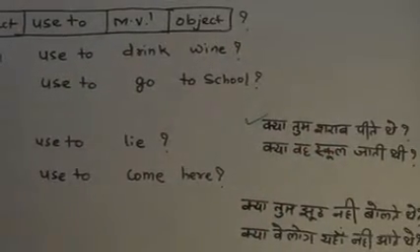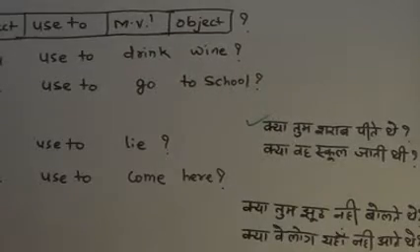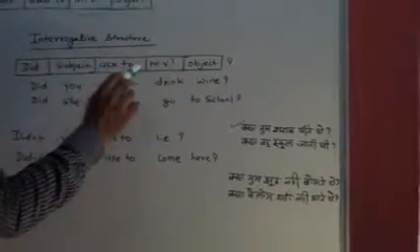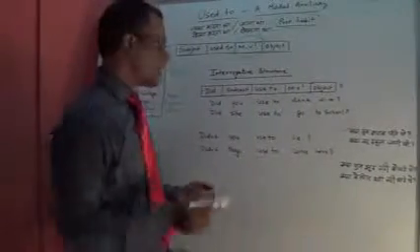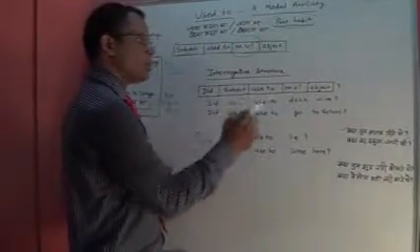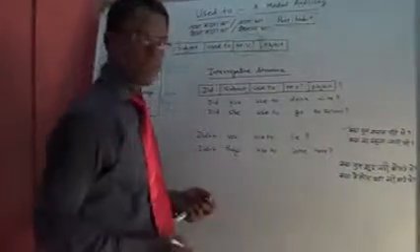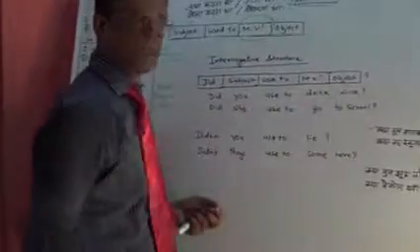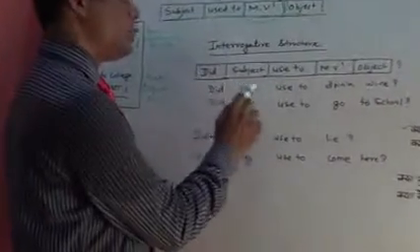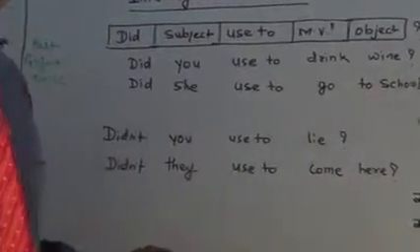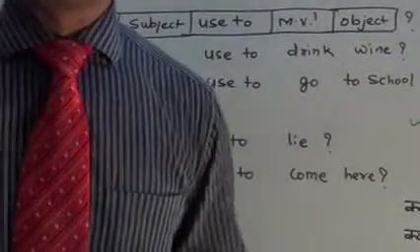If we make this interrogative structure, we have to use first did, then the subject, used to, the main verb in first form and the object. So you can make the translation like this. Did he used to drink wine? Did she used to go to college? Kya wah college jaya karti thi? Ya, did you used to drink wine? Kya tum sharab piya karti thi? So, you can take many examples.